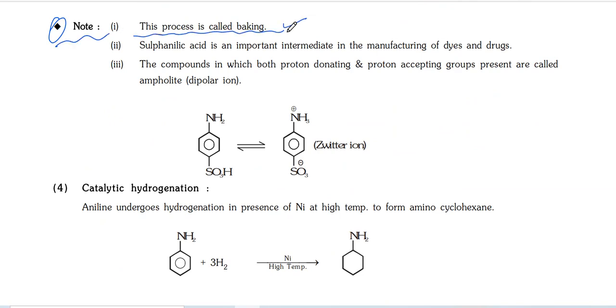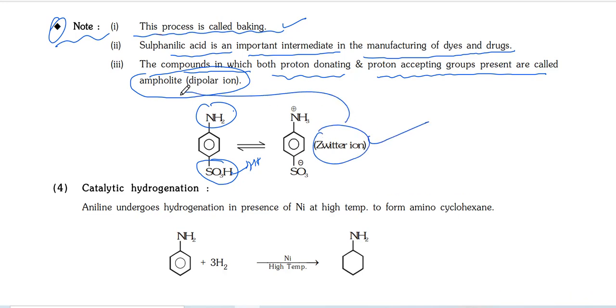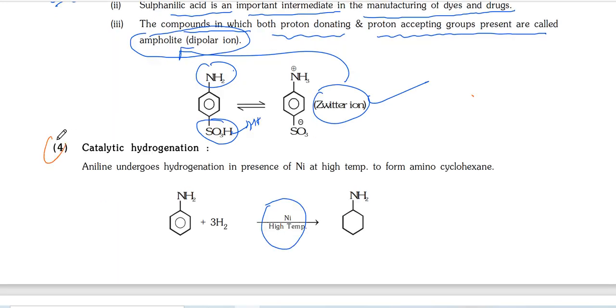This process is called baking. Sulfanilic acid is an important intermediate in the manufacturing of dyes and drugs. The compounds in which both proton donating and proton accepting groups are present are called ampholytes. See here, H plus is donated here, and this H plus is received by the NH2 group, so this is known as a zwitter ion. This is also known as an ampholyte, dipolar ion.